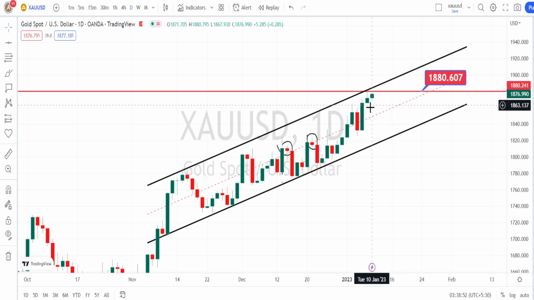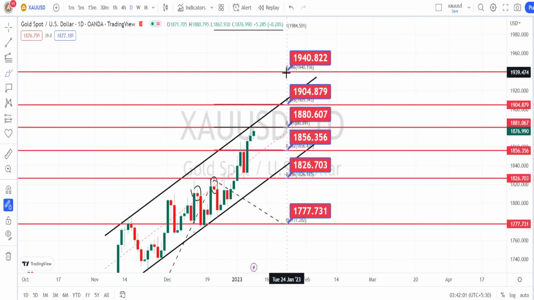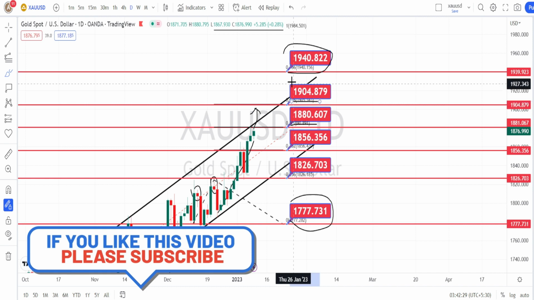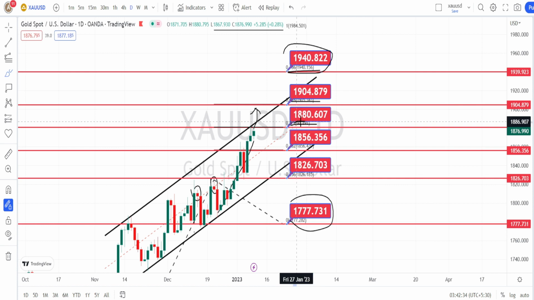Let us mark the support and resistance levels for daily time frame. So the values within these red color boxes are the resistance levels and the support levels. Currently the price action is in a bullish trend and finding a resistance around the resistance level of 1880. Only when the price action breaks this resistance level, we can expect it to test the resistance level of 1904 and 1940. And if the price action bounces back from the resistance level of 1880, next level of support is going to be around 1856, 1826 and 1877.